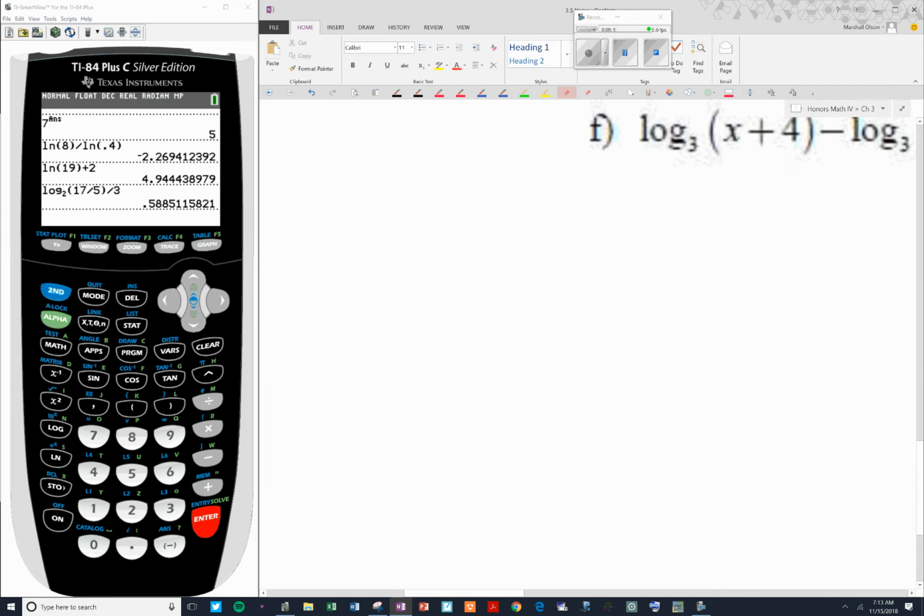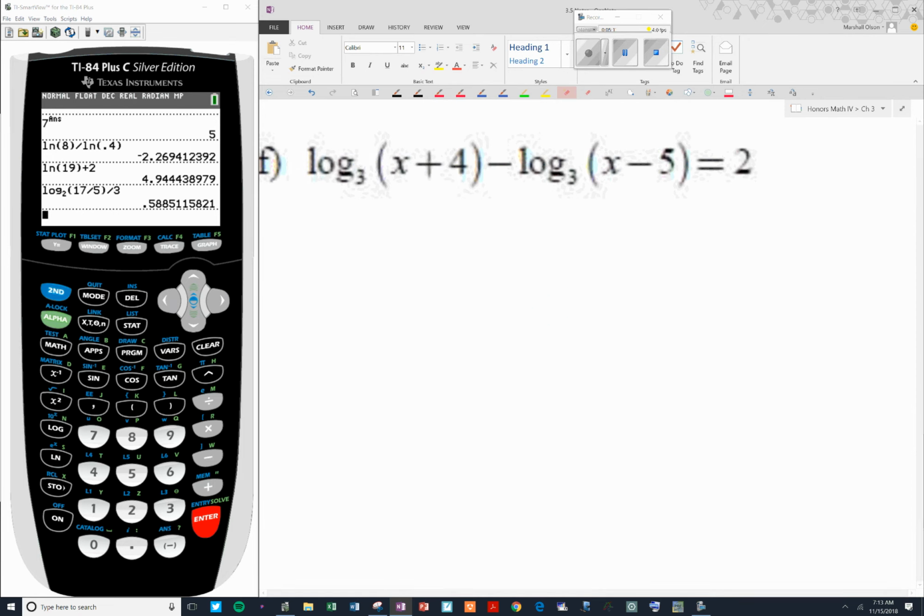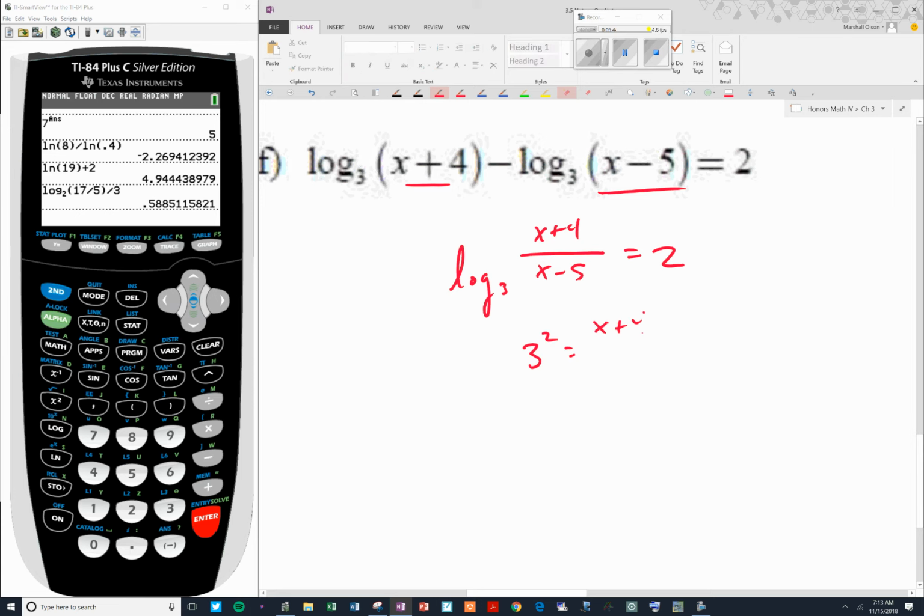In the next one, we're going to condense again. This time we have division. So within one logarithm, we're going to have division. This becomes my numerator. This becomes my denominator. And it's going to equal 2. All right, so now I'm going to switch forms. Switching forms would have, this is my base. This is my exponent. 3 squared is 9. So we're going to have 3 squared equals x plus 4 over x minus 5. This is 9.